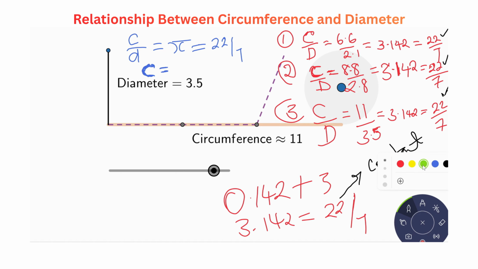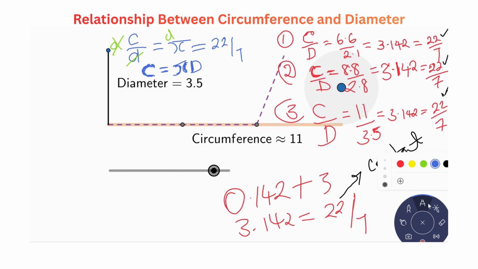Let me just show you here. You multiply here by D, and you multiply here by D. So this D will cancel this D, and you have that your circumference will be pi D. Your circumference will be pi D.